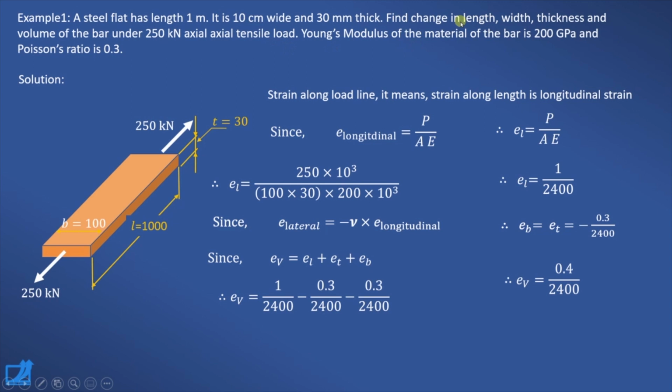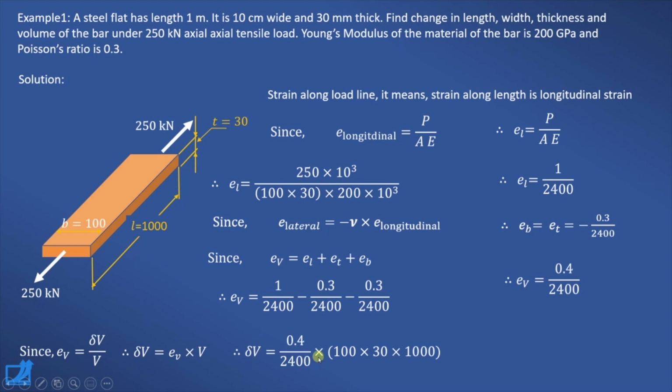Watch here. You are asked to find change in length, change in width, change in thickness and change in volume of the bar. And what we have found out? Strain in length, strain in width, strain in thickness and strain in volume of the bar. Now, change in volume divided by original volume is volumetric strain. So if you multiply volumetric strain by the original volume of the bar, you get change in volume. So change in volume is strain into original volume.